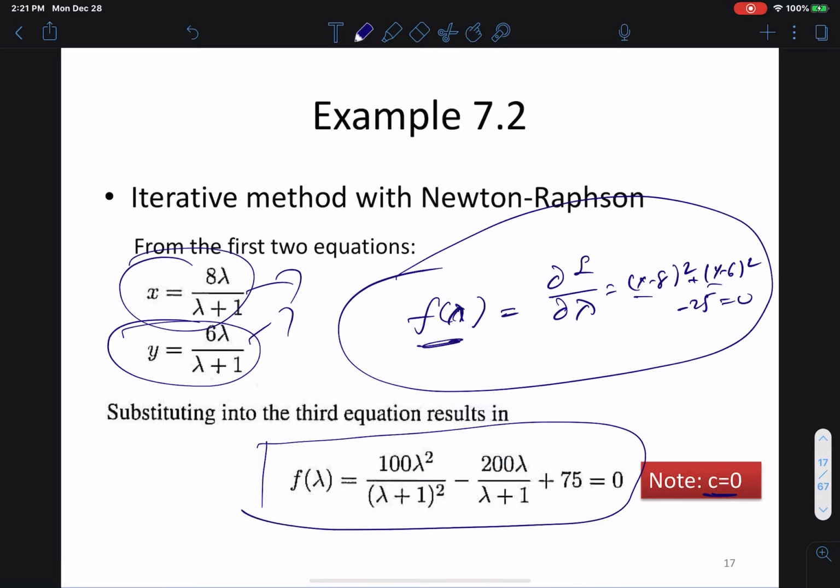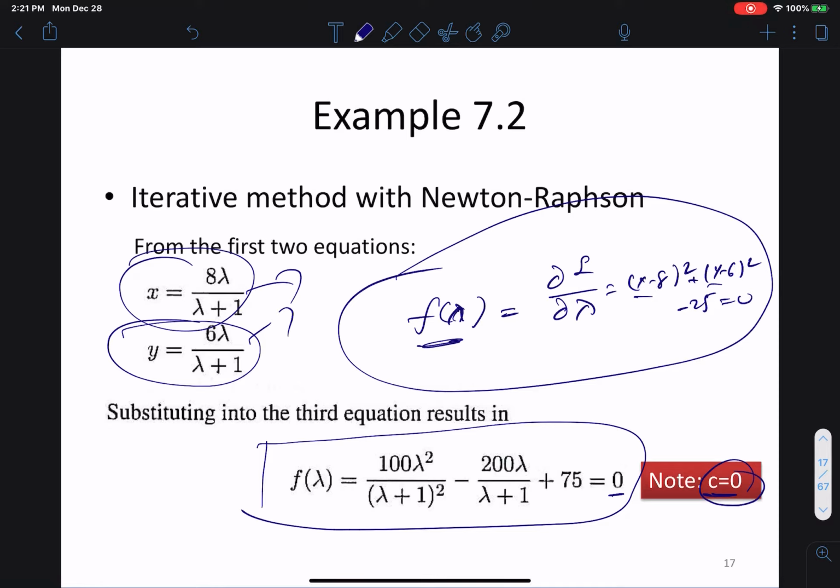So you're trying to solve this function. We're trying to make sure that at what value of lambda will make it 0, right? That's the goal here. So what value of lambda will make this function 0, okay? And if you find the lambda, then you can find x, y value too. Over here, look at that. C is 0 here. You can remember the C is 0.